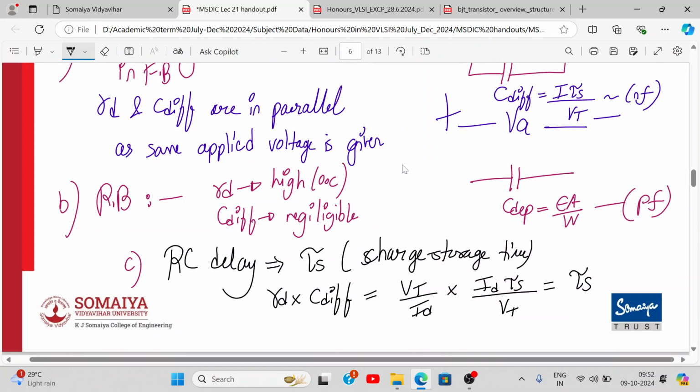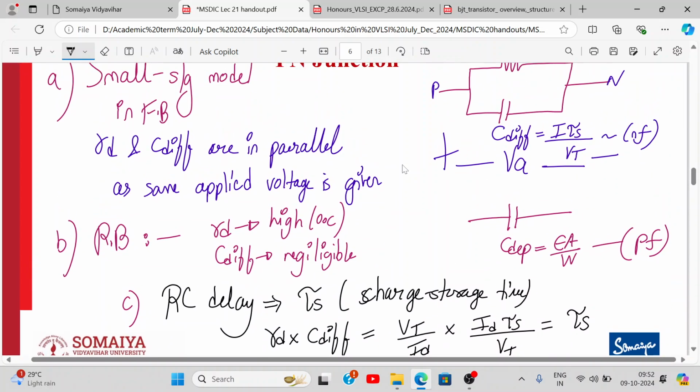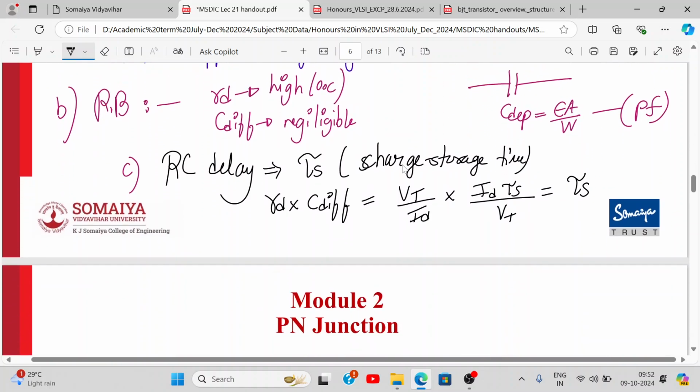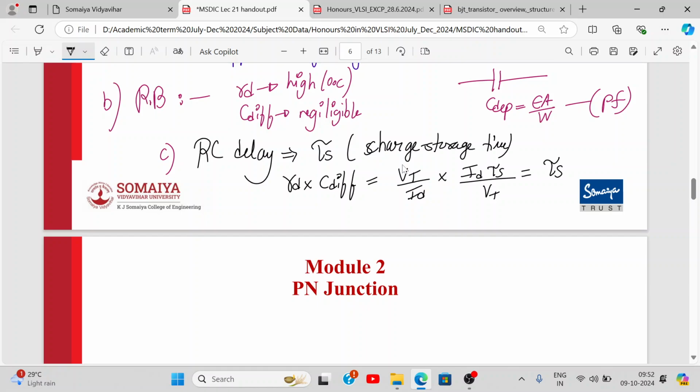Now, if forward and reverse are separate for the PN junction, no, no. Now we combine the entire model. So what we get is this. RS will be present over here. Now remember where RS will come. So this is RD. This will be C diffusion. All of them are in parallel because the same voltage is applied. This will be C depletion.